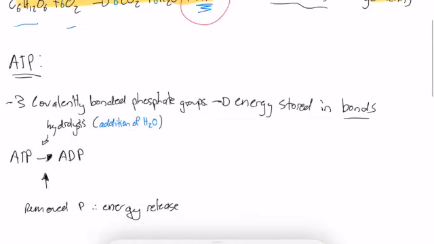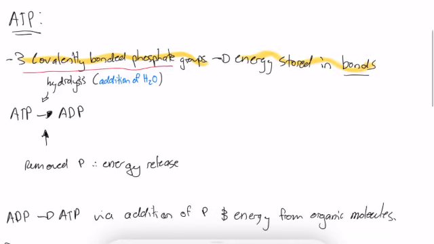So looking at ATP specifically, we know it's 3 covalently bonded phosphate groups as a general simplification, and effectively the breaking of these particular bonds causes us to get that energy. So we know that the energy is stored there. So when a bond is removed, energy is released.